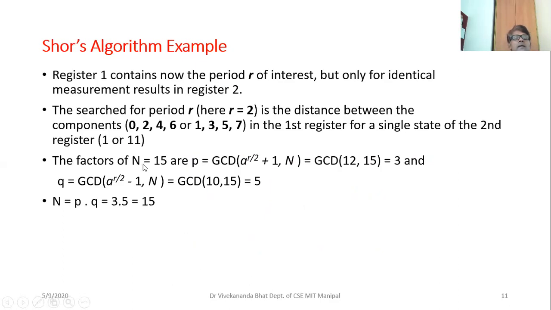So once you get the period, you can find the factors of n using p equal to GCD of a to the power of r by 2 plus 1 comma n, that is equal to GCD of 12 comma 15, that is equal to 3, and q is equal to GCD of a to the power of r by 2 minus 1 comma n, that is equal to GCD of 10 comma 15, that is equal to 5.